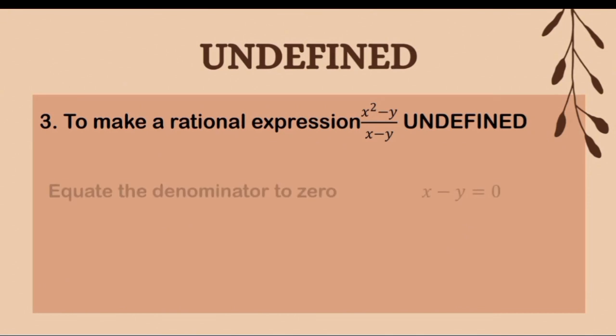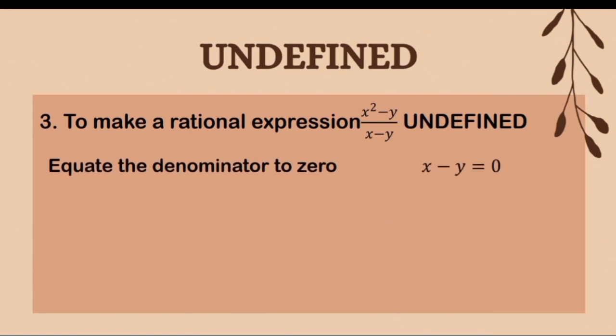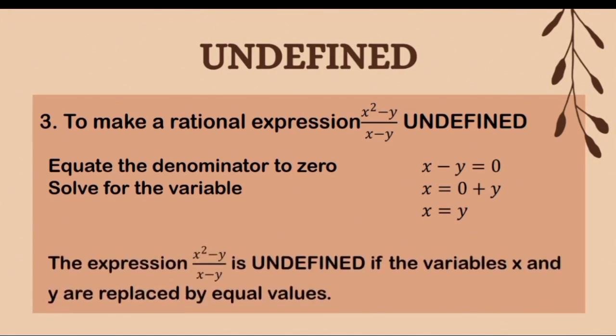The third example is to make the rational expression (x squared minus y) over (x minus y) undefined. First, equate the denominator to 0, x minus y equals 0, and solve for the variable x. Transpose the negative y to the right side, so it will become positive y. So x equals y. The expression is undefined if the variables x and y are replaced by equal values.